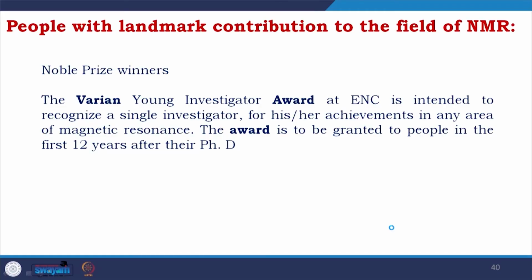Here I take people who have contributed to NMR and because of their contribution were awarded different prizes. One, the Nobel Prize winners, you all know about the Nobel Prize, so I am not going to define that. I will also take the names of young investigator awardees, who got this award for their achievement in any area of magnetic resonance. The award is granted to people in the first 12 years after their PhD. So, they are mostly young investigators.